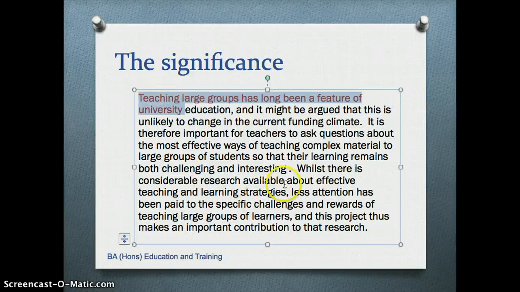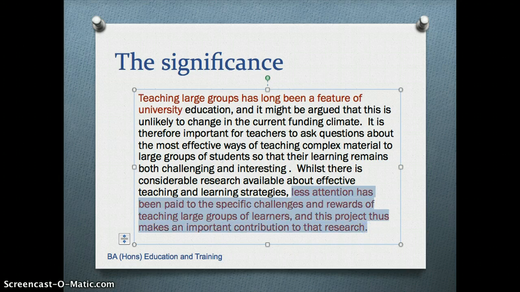Specifically, the research identifies an area where there has been less attention paid in terms of teaching large groups, and that is the focus of this particular research and where it can make its own unique contribution. So what we've got here is a general significance and a specific area of significance that this research has tried to address.